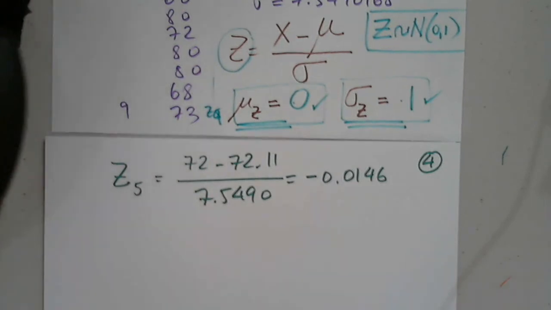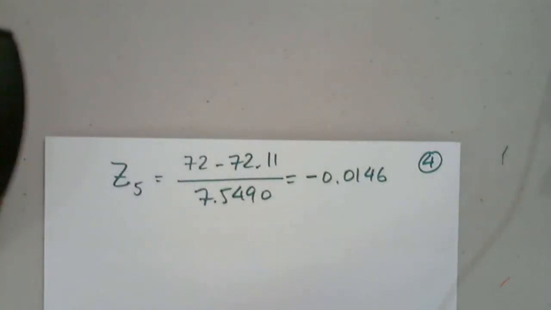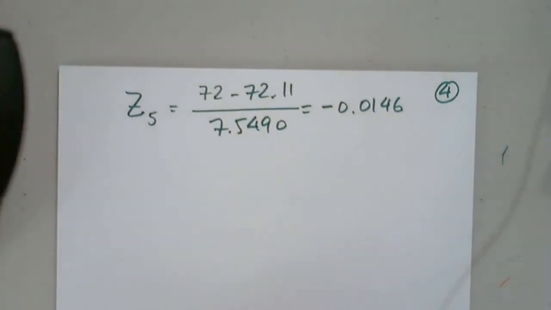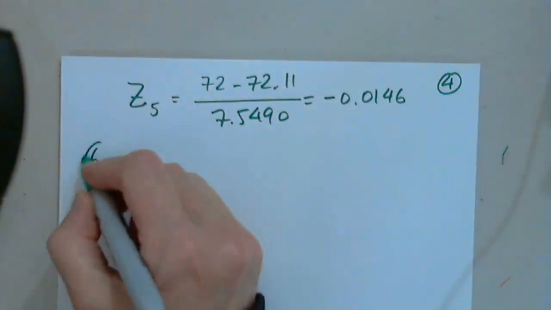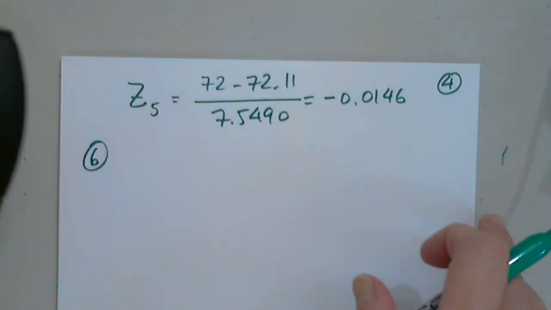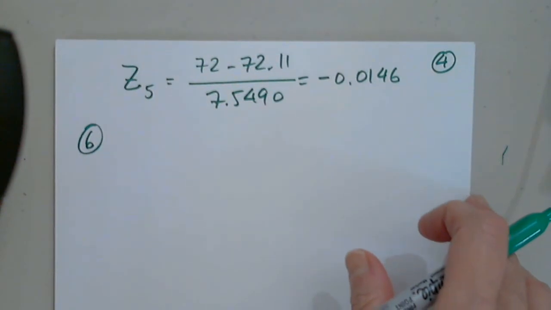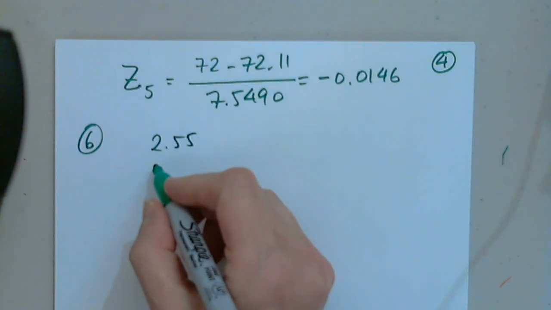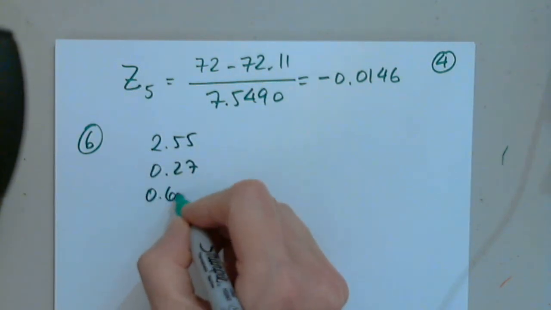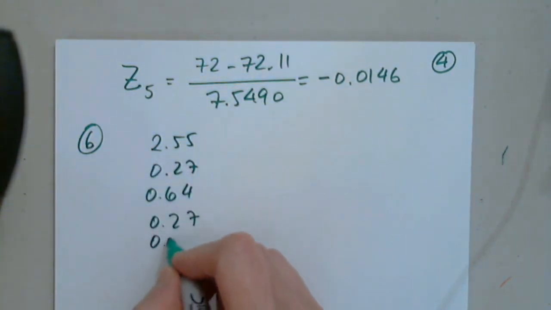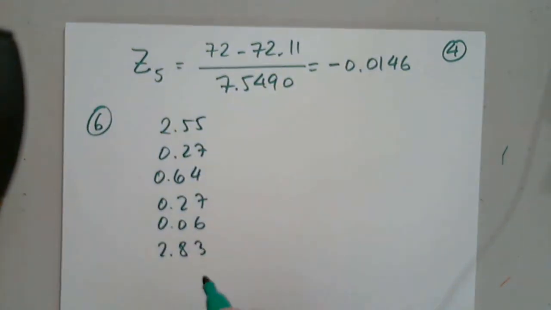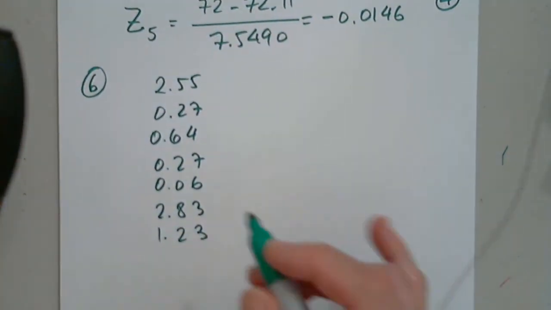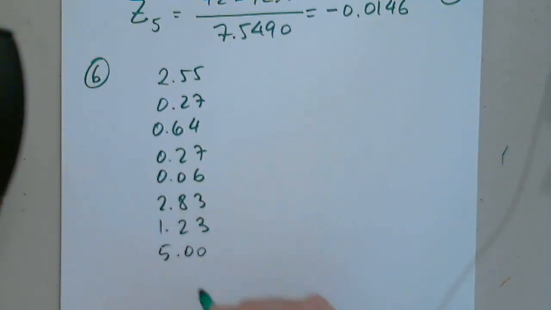Okay. Do we need to show how to determine the upper fence, the lower fence, and test for outliers? If you say yes, then I will copy the first row or the first 2 rows and enter them in StatCrunch. Can you do that, please? Sure. So I'm going to copy the first 2 rows, 2.55, 0.27, 0.64, 0.27, 0.06, 2.83, 1.23. I'm going to change the data set and put a 5 in there.